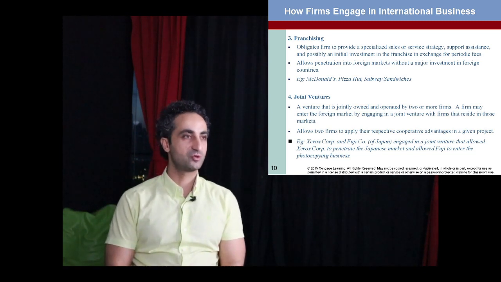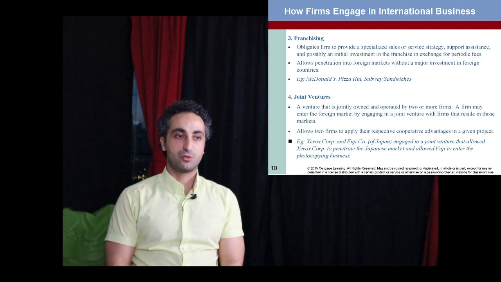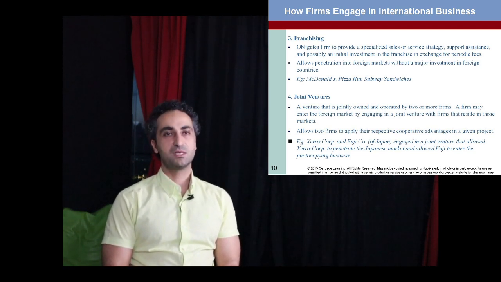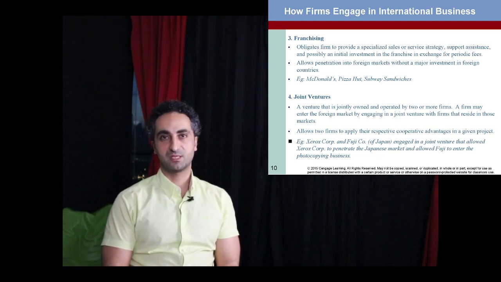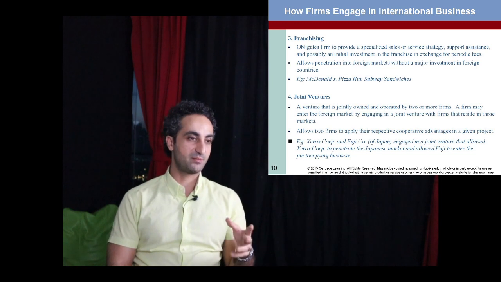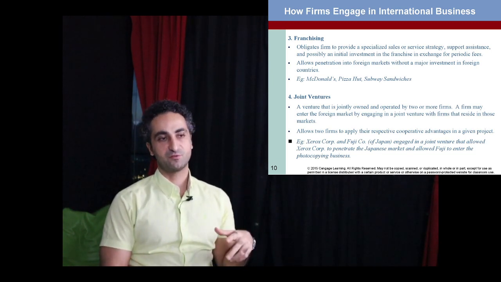Now let's move to joint ventures. A venture that is jointly owned and operated by two or more firms. So let's say KFC wanted to issue some new product. McDonald's surprisingly also had some interest in it, so they joined each other. Of course, that's not a very good example. A good example can be Xerox and Fuji Films. So Xerox is American, Fuji from Japan.